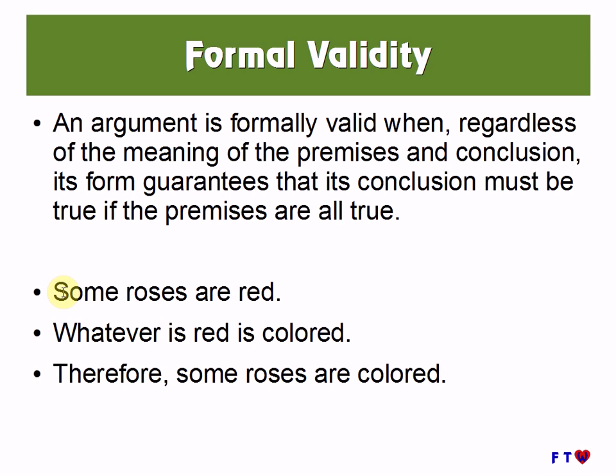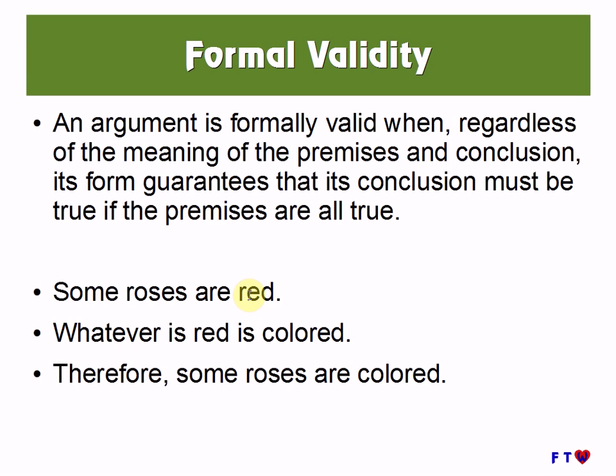Here's an example similar to the previous example. Some roses are red. Whatever is red is colored. Therefore, some roses are colored. This has the same premise as the original argument, but we introduce a new premise. Whatever is red is colored, and this premise connects the original premise with the conclusion such that we have a valid argument form. And the thing about an argument which is formally valid is that any other argument of the same form will also be valid.